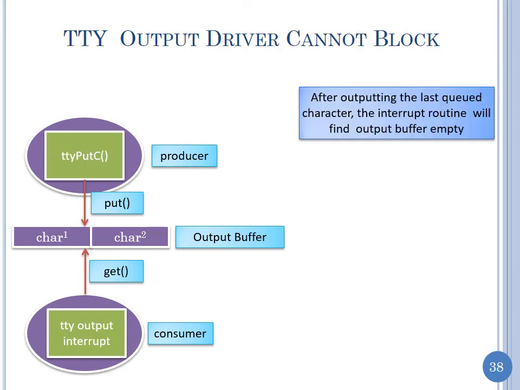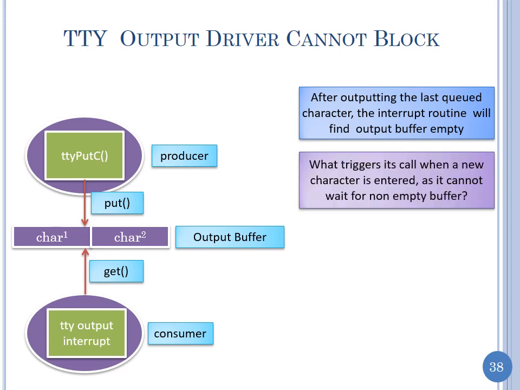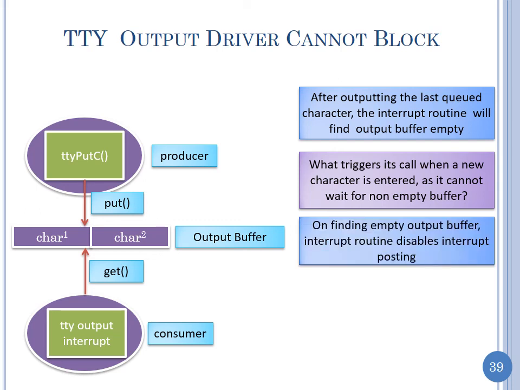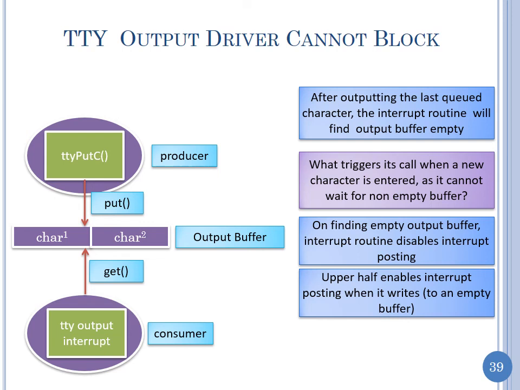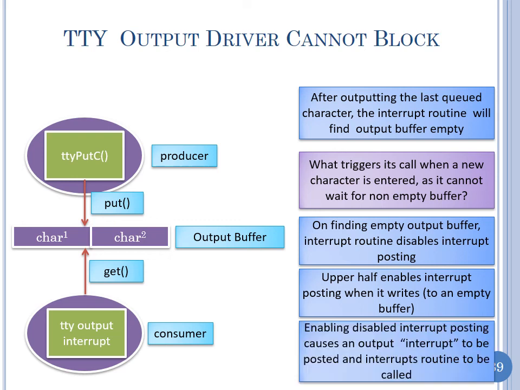And similarly, the output driver cannot block, and fortunately that is not a problem because of what I said earlier. After outputting the last character, the interrupt routine will find the output buffer empty. On finding an empty output buffer, the interrupt routine disables interrupt posting, and the upper half enables interrupt posting when it writes to an empty buffer. So that synchronization we already saw, and there's no problem with the output routine not being able to block. Okay, we've seen this before.